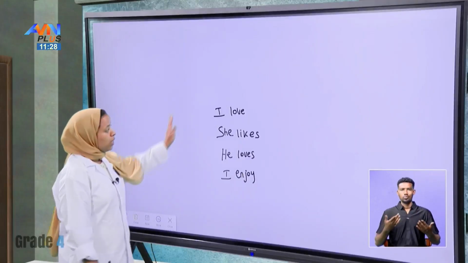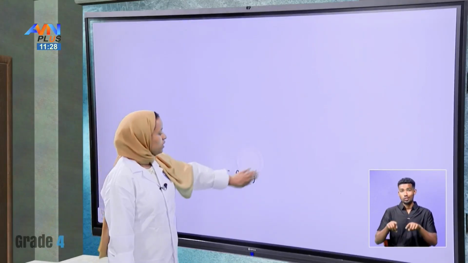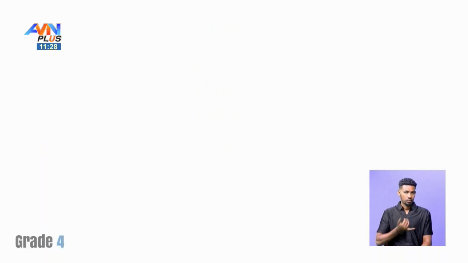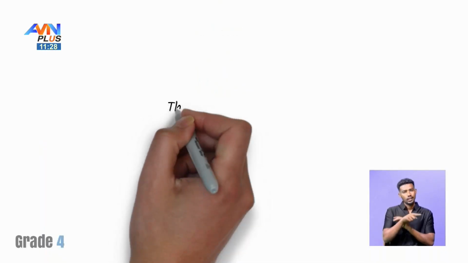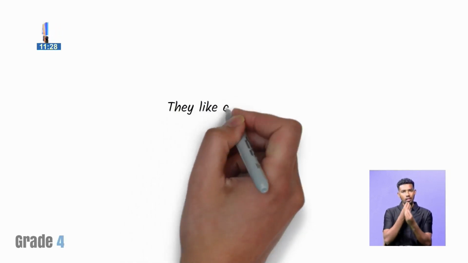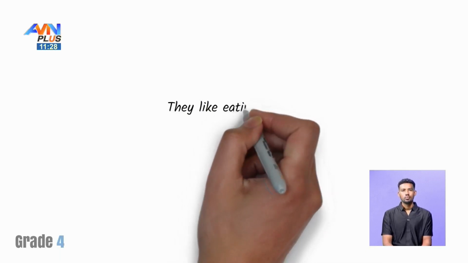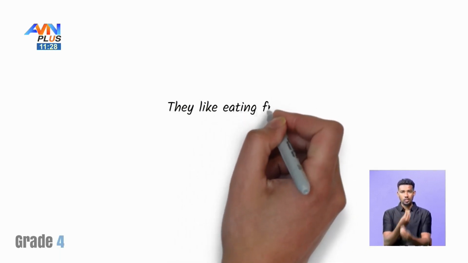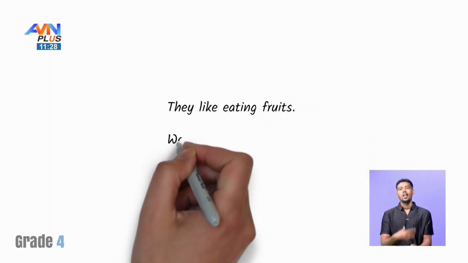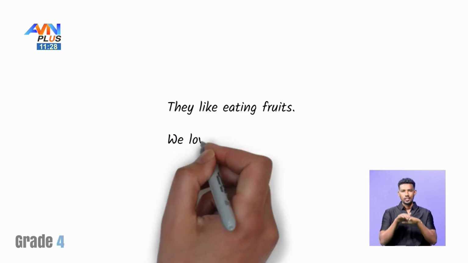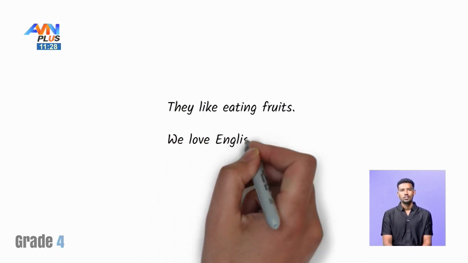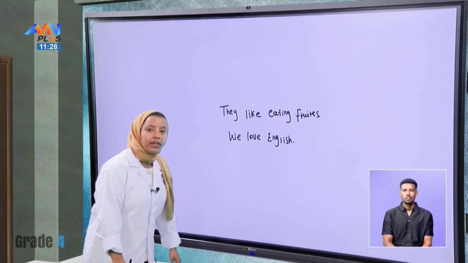We can use a different pronoun or subject by using they. For example, let us say they like eating fruits. And let us say we love English. This is what we prefer, what we like.